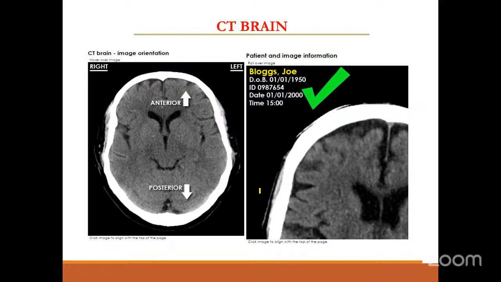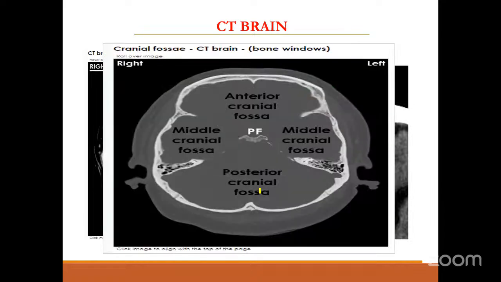So here today we are discussing a CT brain image. As I said, the first thing we need to look at is the patient's metadata, that is patient name, patient age, and patient ID. Once we confirm that, then we can go into looking at the image per se.